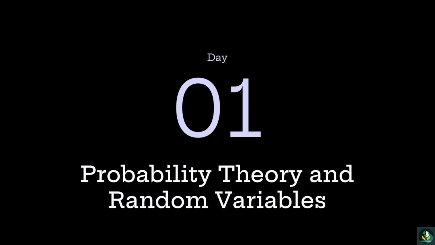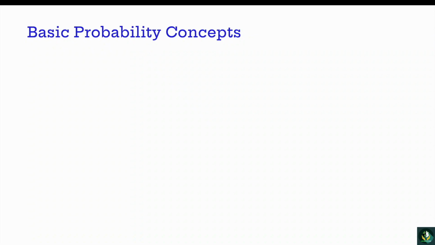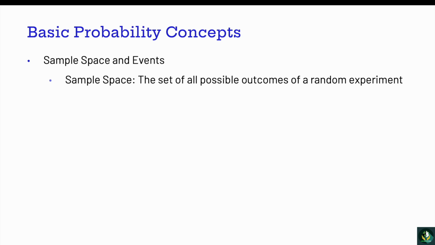Welcome to week 4 of day 1, where we're going to talk about probability theory and random variables. First, let's get into some of the basic probability concepts. We have sample space and events, where sample space S is represented as the set of all possible outcomes of a random experiment. Example in this case can be rolling a die. The sample space in this case is 1, 2, 3, 4, 5, 6 because those are the 6 different possible outcomes.